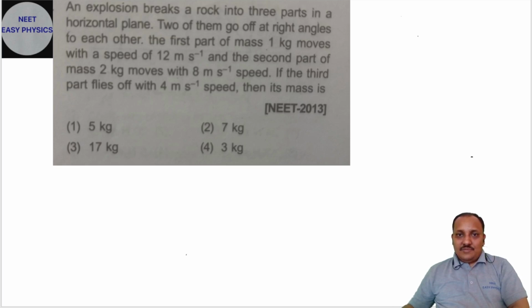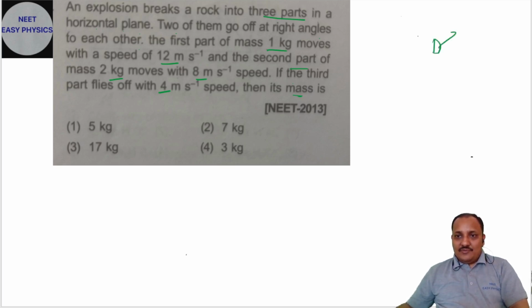An explosion breaks a rock into three parts in a horizontal plane. Two of them go off at right angles to each other. The first part of mass 1 kg moves with speed 12 meter per second. Second part 2 kg with 8 meter per second. Third part 4 meter per second. Then its mass they asked. So it is divided into a total of three pieces.